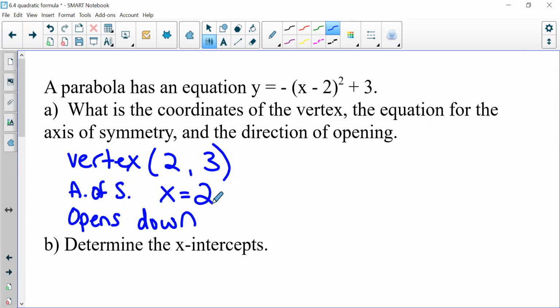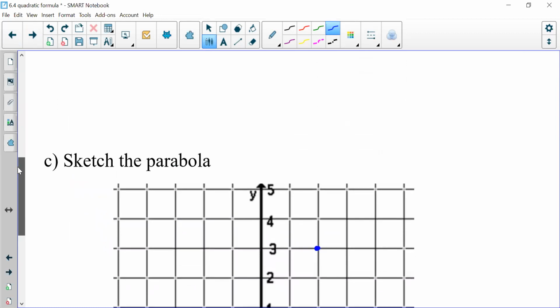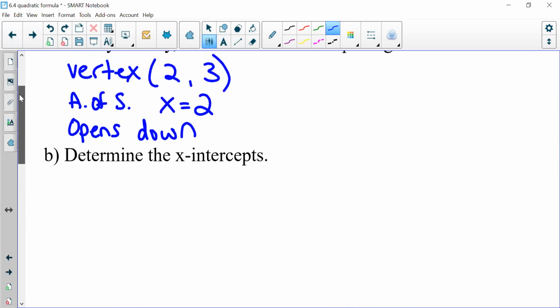That's just analyzing vertex form. I'm going to put that down here on the graph for a second, just so we can see, do we have to do more work? Are there x-intercepts? So the vertex is at 2, 3, and it's opening down. Yes, it is going to have x-intercepts. There'll be 2 for sure.